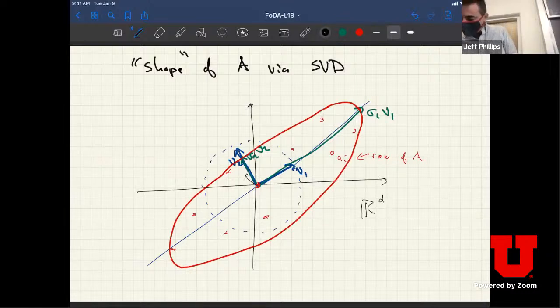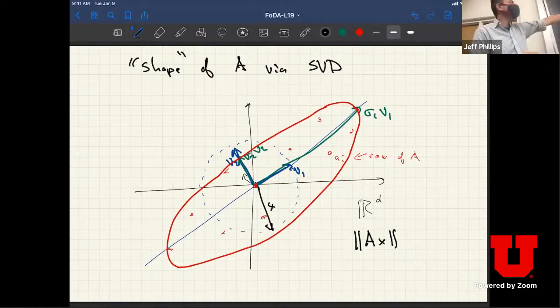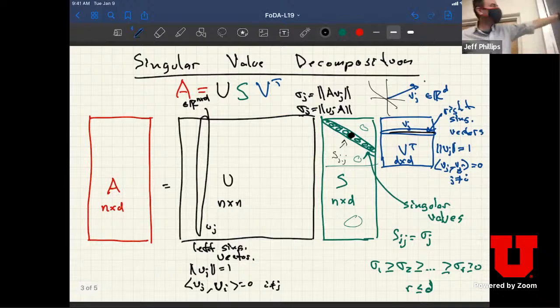And the way I like to think about it is I've got a unit vector x, so like another unit vector, right? So it lives on the circle. And I want to think about the quantity A times x, then the length of this quantity. And I know that the length of the quantity along V1 and V2 is going to be exactly the length of the singular value. That's from this property I mentioned at the top here.